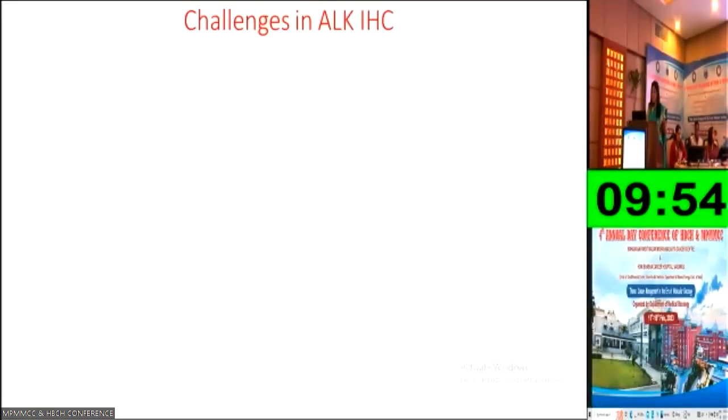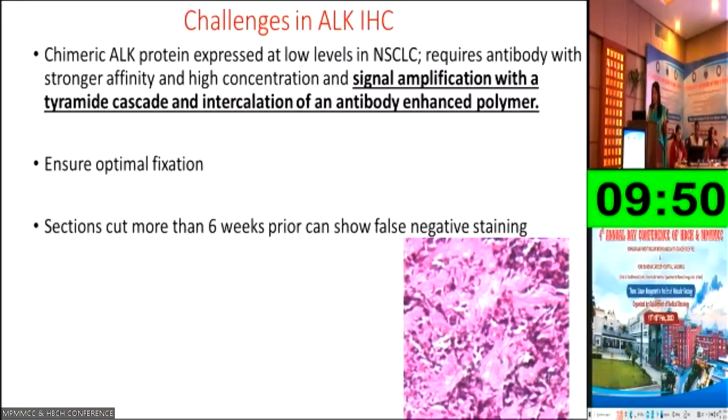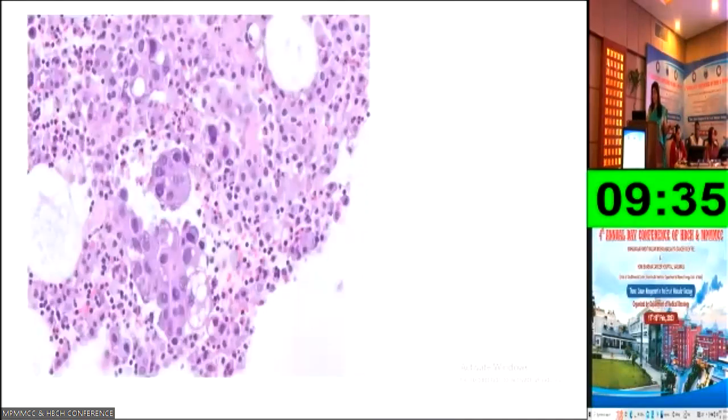But when it comes to borderline cases or challenges, how do you tackle this? So for example, if you get this kind of staining, now this is definitely not strong positive, but any extracellular mucin and all can give this. So if this is a signet ring cell, this can also be a false positive, false negative test.